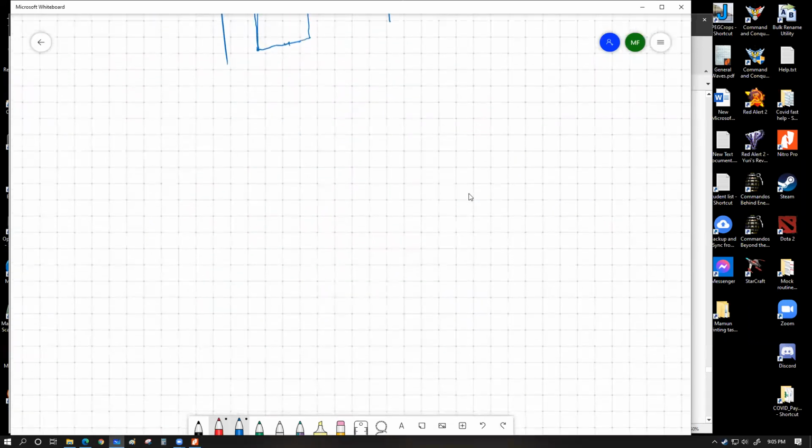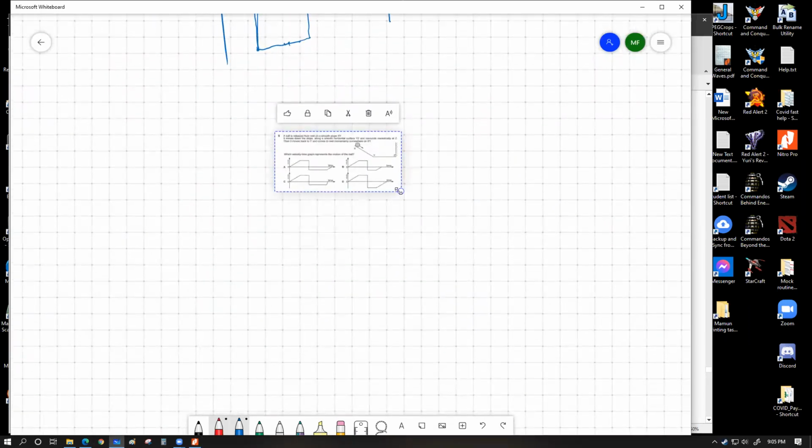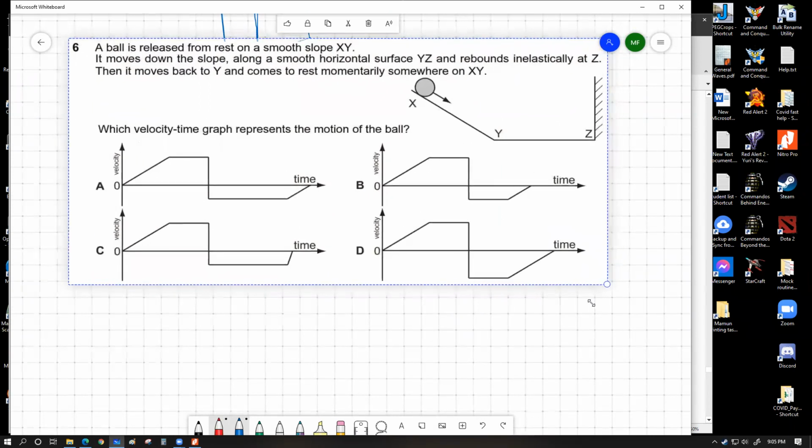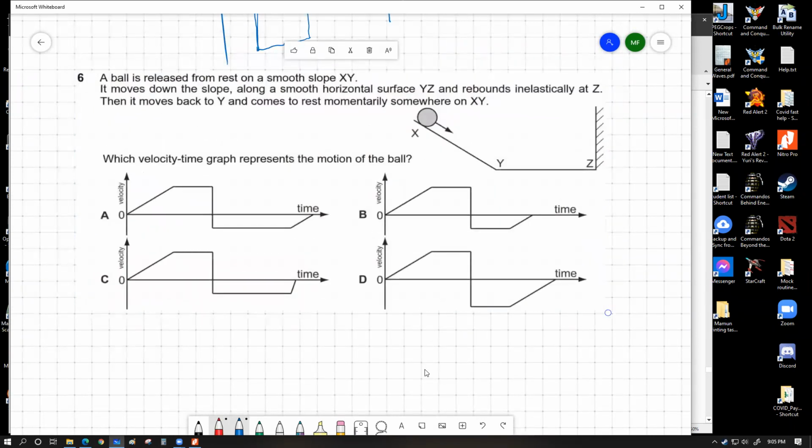44 is a nice question. A ball is released from rest on a smooth slope XY. It moves down the slope along a smooth horizontal surface YZ and then rebounds inelastically at Z. So try to understand. The ball is released on a smooth slope, and it moves down along a smooth horizontal surface, which means XY is smooth, YZ is also smooth. It rebounds at Z, but that collision is inelastic.